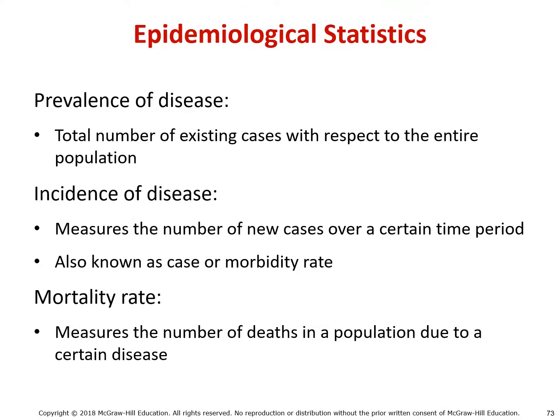So let's learn some epidemiology terms, starting with prevalence of disease. Prevalence is the total number of existing cases with respect to an entire population, but you need to define the population. So, like, how many people have HIV in the world. Incidence, on the other hand, is the measure of new cases over a specific time period. So, like, how many people caught gonorrhea in Springfield last week. I want to point out there's another name for incidence, and that's morbidity rate. So morbidity is the number of new cases.